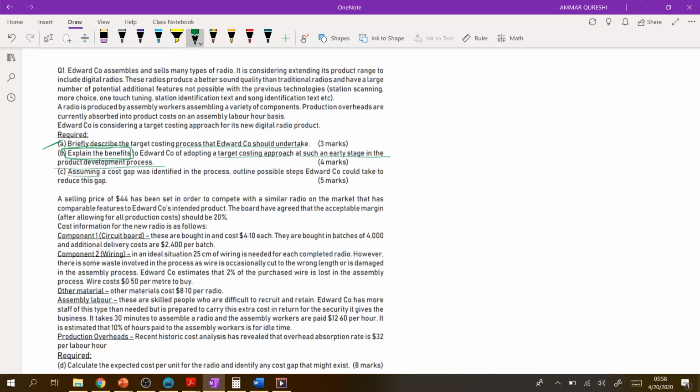Then it says, assuming that a cost gap was identified in the process, you just have to assume that a cost gap has been identified. Outline possible steps that the company could take to reduce this gap. That is for 5 marks.